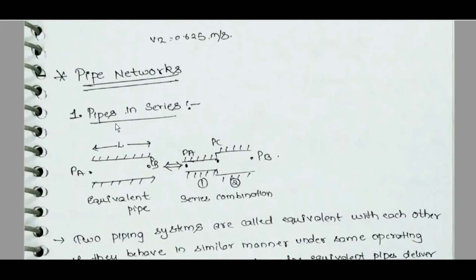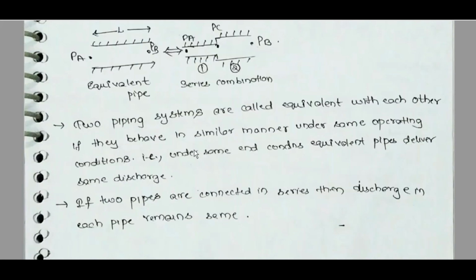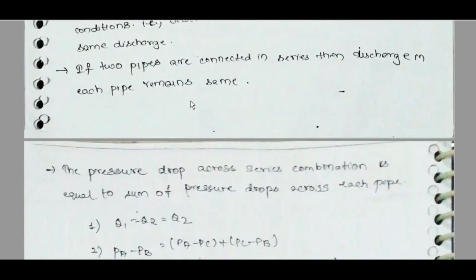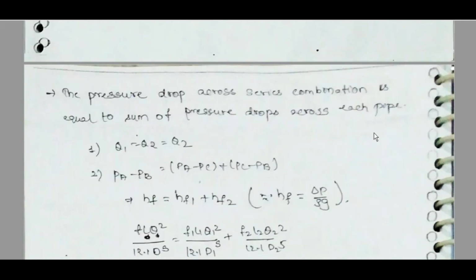Pipe networks. Pipes in series. PA PB, equivalent pipe, series combination. This is equivalent pipe PA PC PB. Two piping systems are called equivalent with each other if they behave in similar manner under operating conditions, that is, under same end conditions, equivalent pipes deliver same discharge. If pipes are connected in series, then discharge in each pipe remains same. The pressure drop across series combination is equal to sum of pressure drops across each pipe.